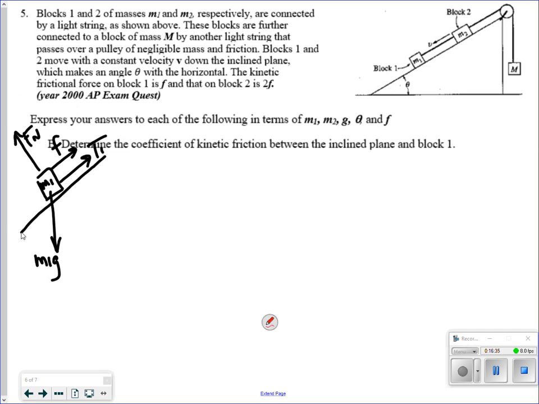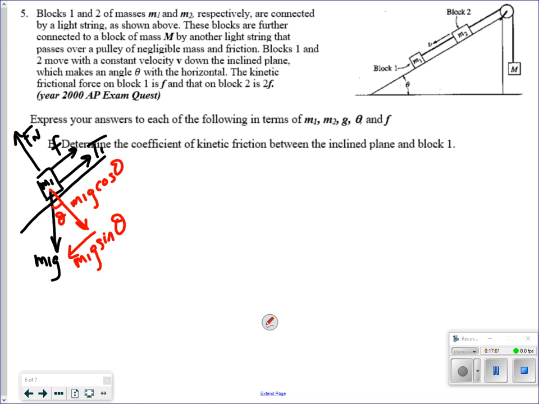Okay, now coefficient of kinetic friction between the inclined plane and block number 1. First thing I'm going to do, I'm going to break this up into my triangle within the triangle. This is theta. This is going to be M1G cosine of theta because it's the adjacent side, M1G sine of theta because it's the opposite side. This is why it's going to help me eventually. Don't put FG because you're going to have another FG on block M2. You're going to have another FG on block capital M. So be specific. It'll make life easier.